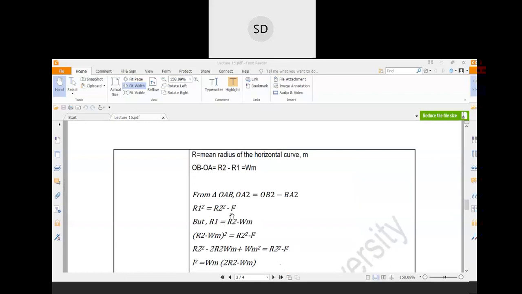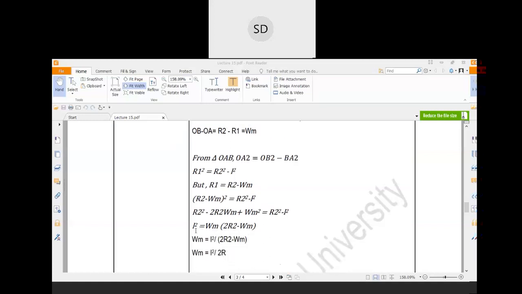Now, you know R2 minus R1 is basically Wm, so you can write that R1 equal to R2 minus Wm. So R2 minus Wm whole square equals R2 square minus L square. So R2 square minus 2 R2 Wm plus Wm square equal to R2 square minus L square. So in that case, you can write L square equal to Wm into 2R2 minus Wm.